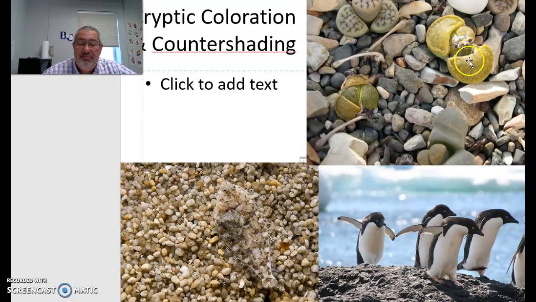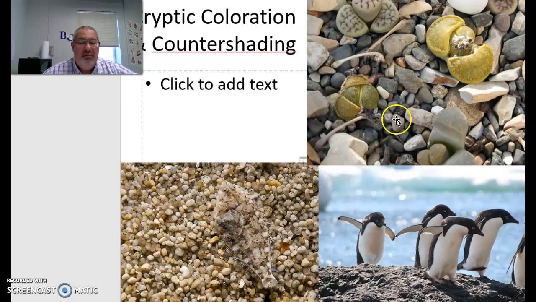These plants here, you might see them, they're called living stones. They grow naturally in South Africa. They are camouflaged by looking like the rocks that they grow within. That provides a lot of camouflage from a tortoise that is common and likes to eat them.